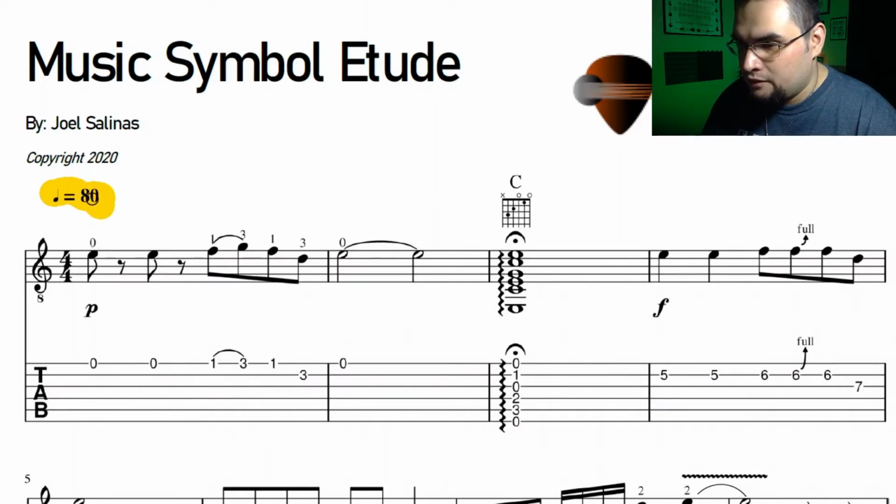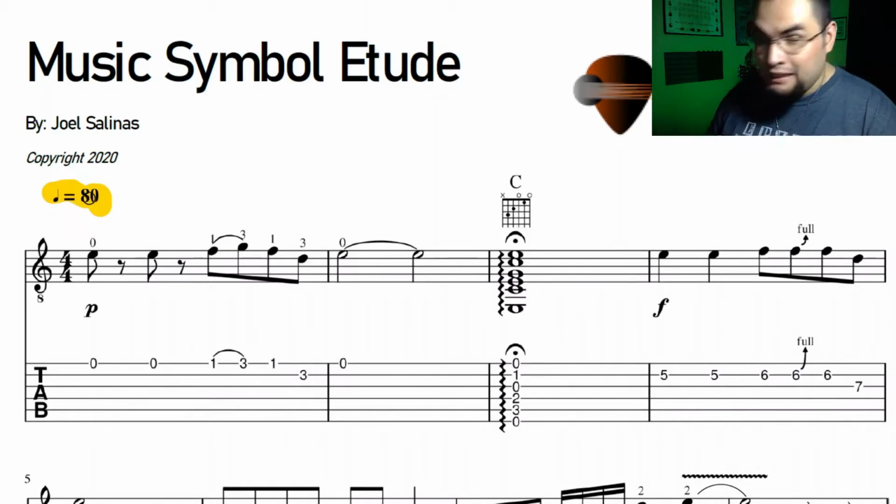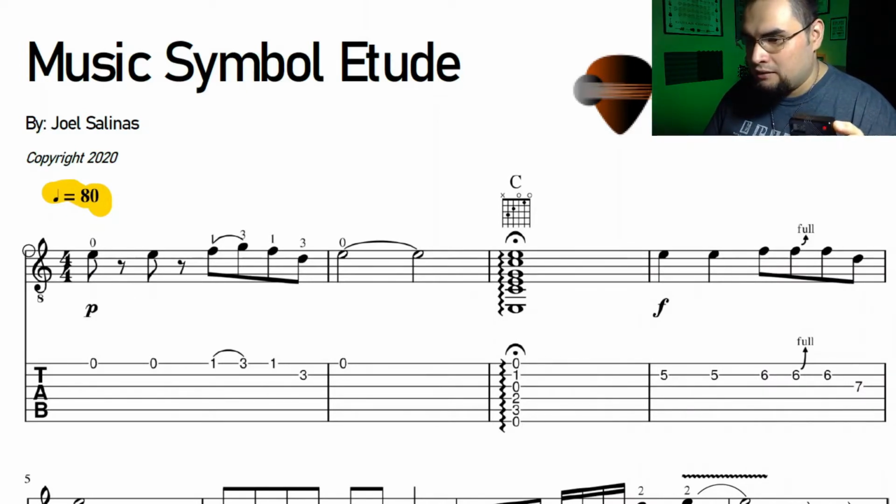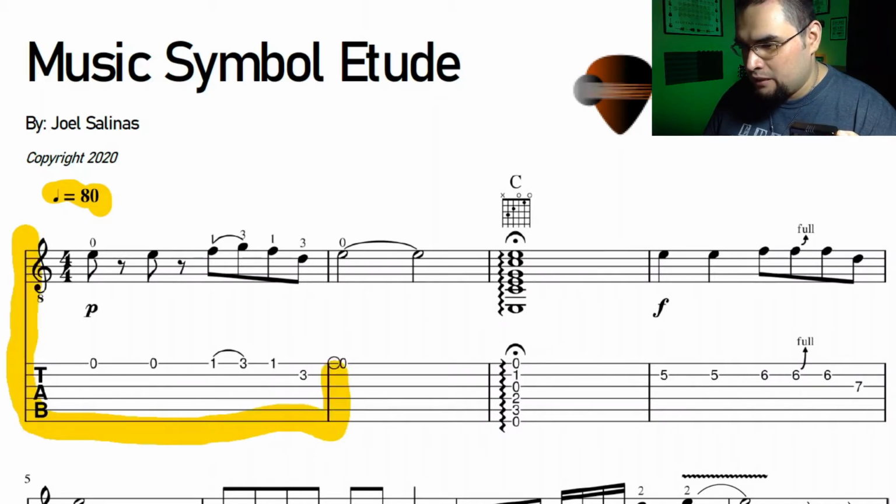We have a tempo marking, and that tempo marking is telling me that the quarter note, that first symbol, has to equal 80 beats per minute. That means when you're using a metronome, you're going to set it to 80 beats per minute. So I'm going to go ahead and set it now, for example. And every single measure, every single box, here's one box, right?